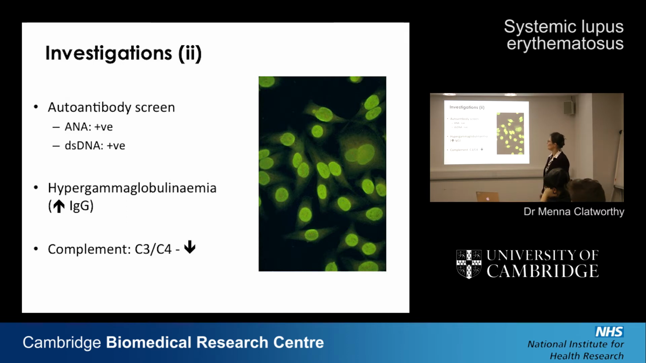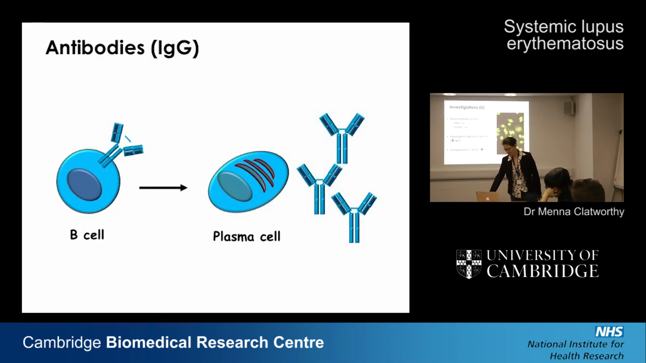If we looked further at the autoantibodies, we could see that she had antibodies that not just recognised nuclei generally, but specific nuclear components, so double-stranded DNA. As well as this, she had high levels of IgG, which is a circulating antibody, and low levels of complement, and I'll explain to you the significance of those things. To understand what I've told you there, I just need to briefly tell you something about antibodies, because otherwise you won't be able to follow what I'm subsequently going to tell you.